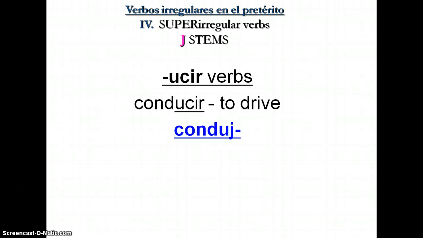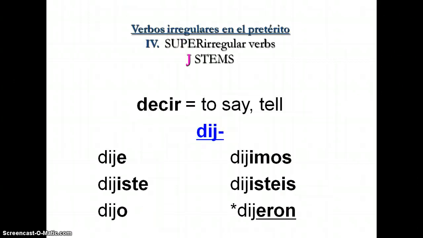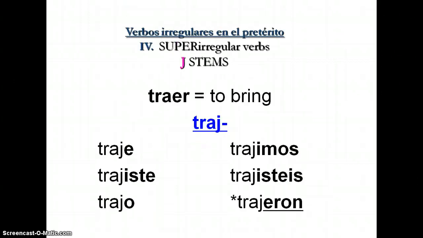Moving on to the J stems, verbs that end in ucir all are considered J stems. So an example is conducir, conduj, decir, dij, traer, traj.